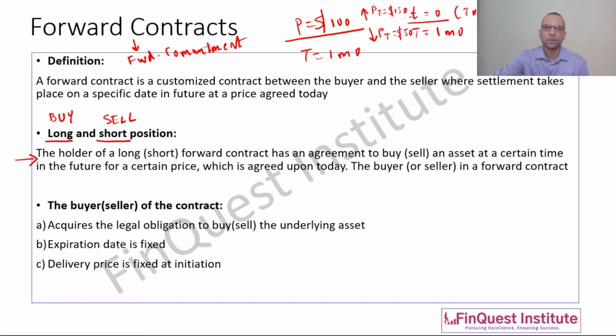So there are 3 points which will summarize any forward contract. The buyer or seller of a forward contract will acquire a legal obligation to buy or sell a particular underlying asset. The expiration date is fixed and the delivery price is fixed at initiation. So going back to our example, the legal obligation was to purchase a certain asset from the counterparty. Then the expiration date was fixed, which was 1 month, and the delivery price was fixed at $100. So this is how we can correlate these 3 points with our example.